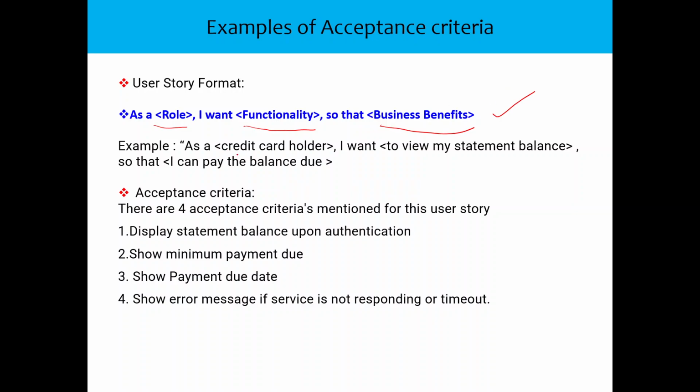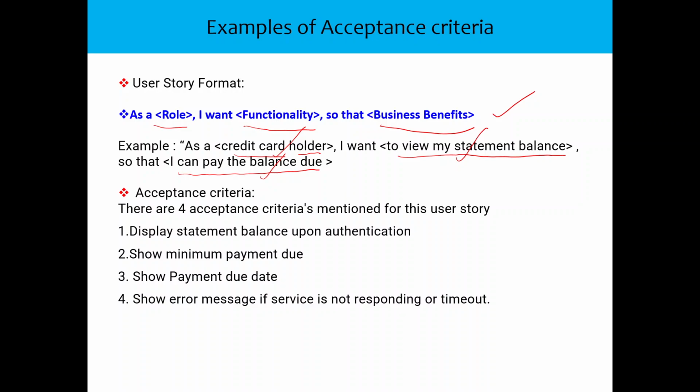And then the example is, as a credit card holder, I want to view my statement balance so that I can pay the balance due. So what is the role? Credit card holder. What is the functionality he is looking for in the system? He wants to view the statement balance. And what is the benefit he will get out of it by viewing the statement balance? He can pay the balance due. So this is how we are very clear of what the user wants from the system.